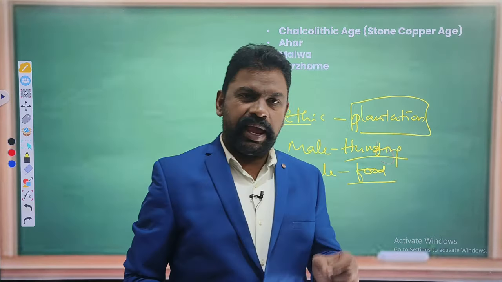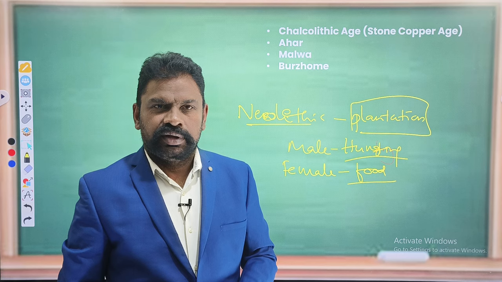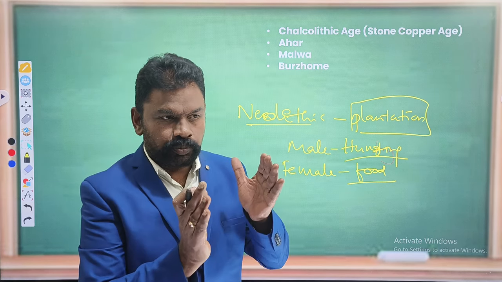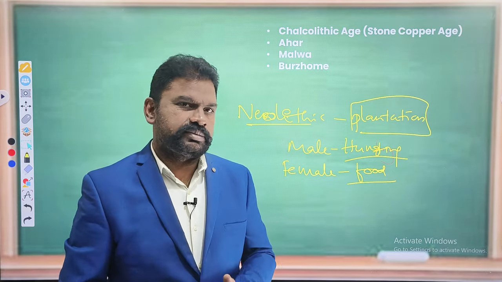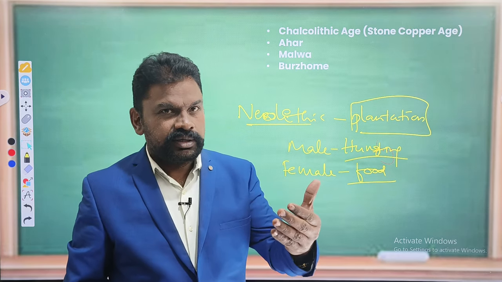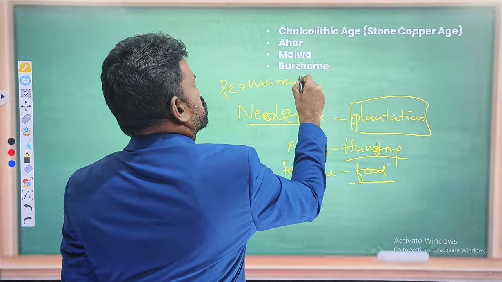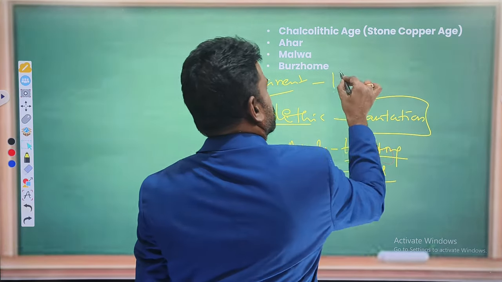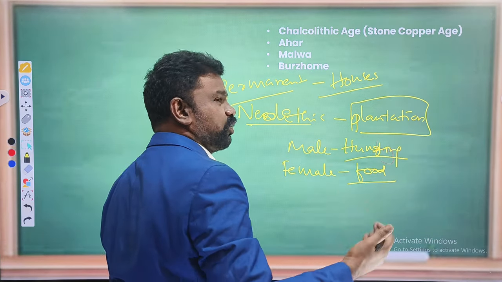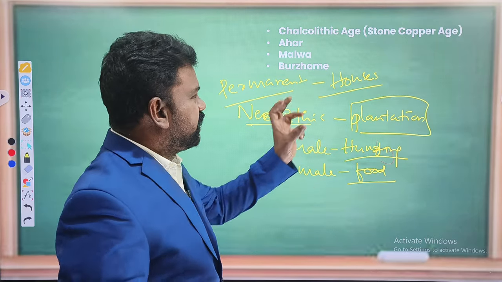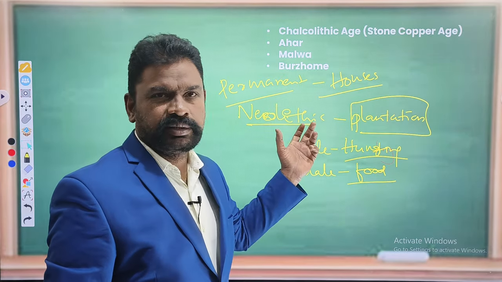If you plant a plant, it cannot grow within a day or within weeks. It takes more time. So, to protect the plants, they started to stay at one place. This led to permanent settlement, and for permanent settlement, they started to construct houses. Most of the Mesolithic age characteristics were carried forward to the Neolithic age. Construction of houses led to permanent settlement.